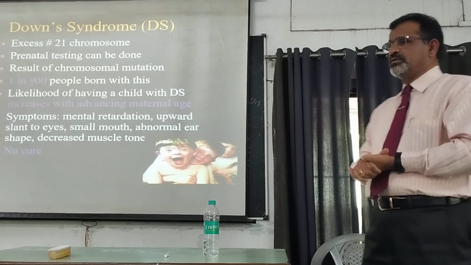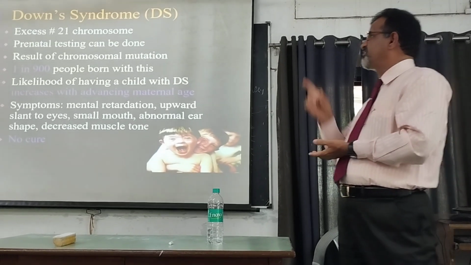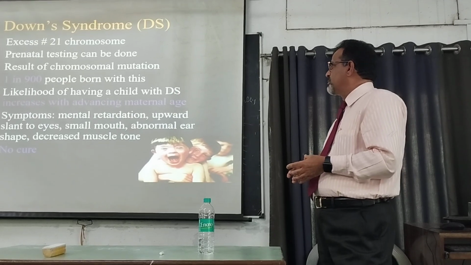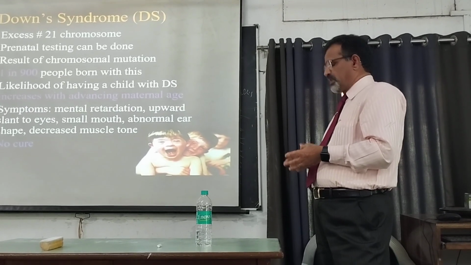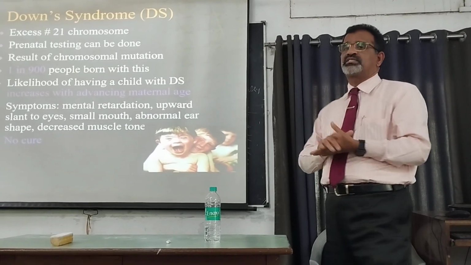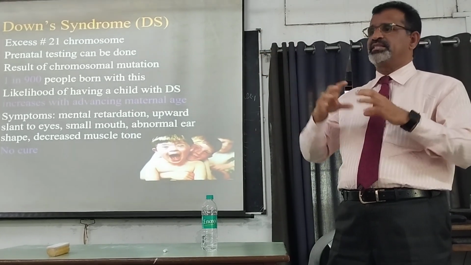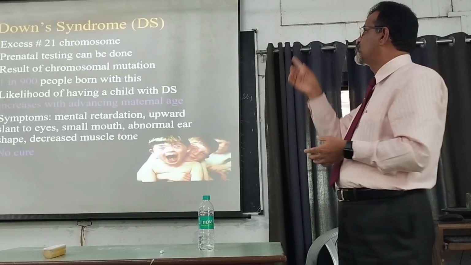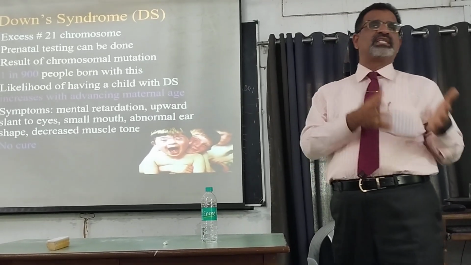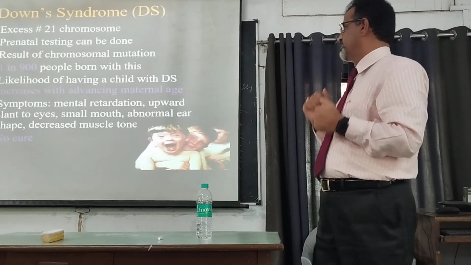And in the world, we get one person among 900 people suffering from Down syndrome. Actually, the mothers who give birth to children at an advanced age, that is, when aged women become pregnant, are likely to give birth to Down syndrome children. This occurs in both males and females. There can be a Down syndrome boy or Down syndrome girl.